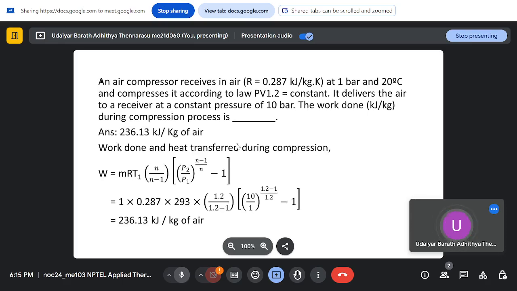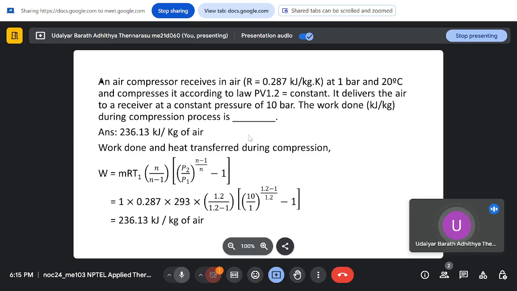So similarly, for the work done we integrate P dV, where PV raised to power n equals constant is the process. Substituting pressure in terms of volume and integrating it, and then substituting back in terms of pressure and temperature with the ideal gas equation, you will get your work done as mRT1 into n by n minus 1 times your pressure ratio raised to power n minus 1 by n, minus 1. So this is the equation for work done.